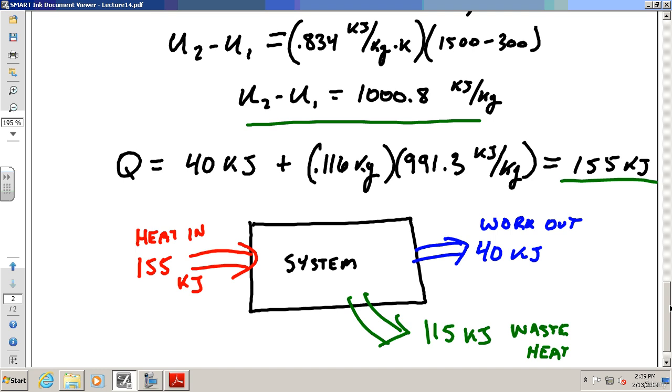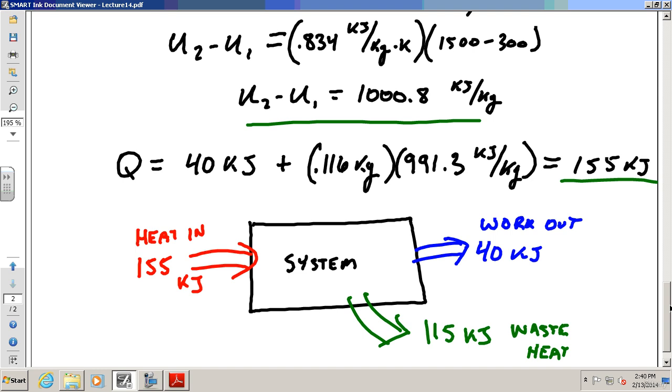Cars waste a lot of heat. Yeah, try touching your engine. There's a lot of heat wasted, okay? So this is not that bad. It's not great, but it's not bad at all. You might think, oh my gosh, I had to put 155 kilojoules of heat in just to get 40 kilojoules of work out? Yeah, I did.